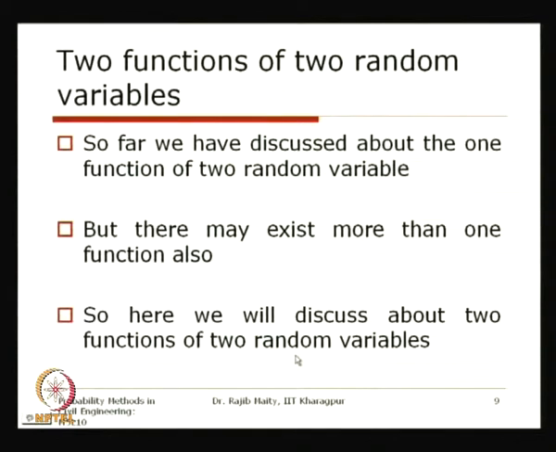So, now we will go to the two functions. As I was telling, sometimes it is possible to have two or more functions out of the random variables that we are having. If we are talking about more than one new random variable, you know that these functions are also random variables, and we will be interested to know what their joint density is.